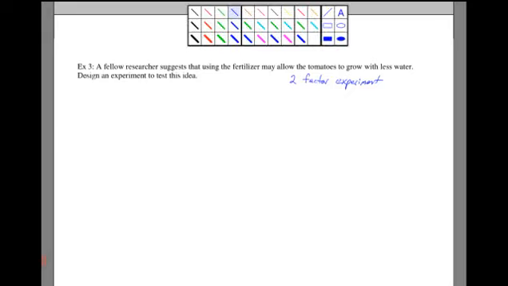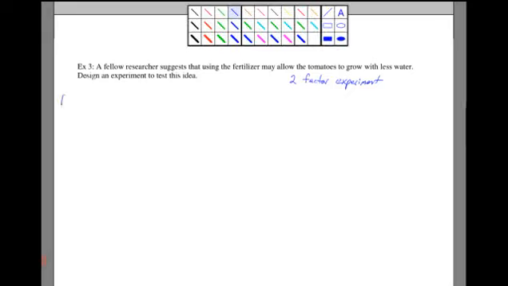Chapter 12, Example 3. A fellow researcher suggests that using the fertilizer may allow the tomatoes to grow with less water. Design an experiment to test this idea. So now we're saying, what about if there's less water? This means we're adding an additional factor. So we're doing a two-factor experiment.